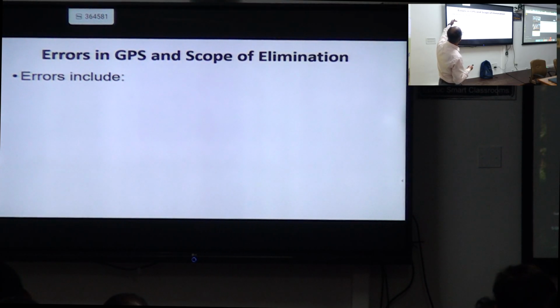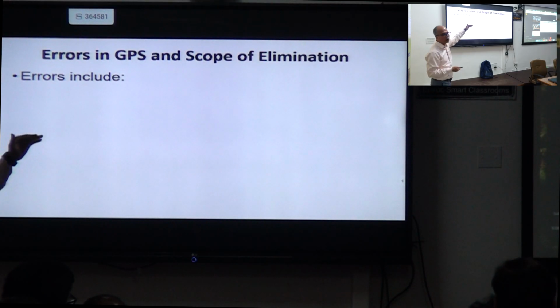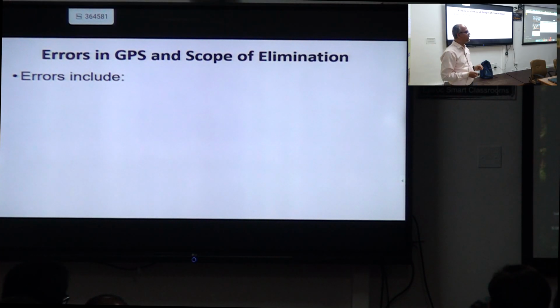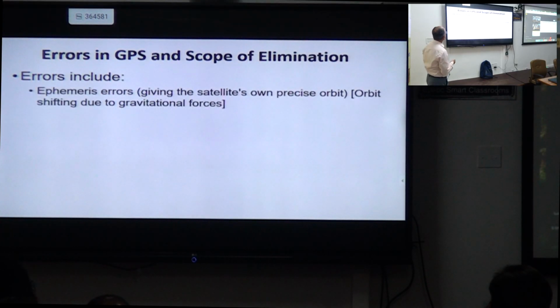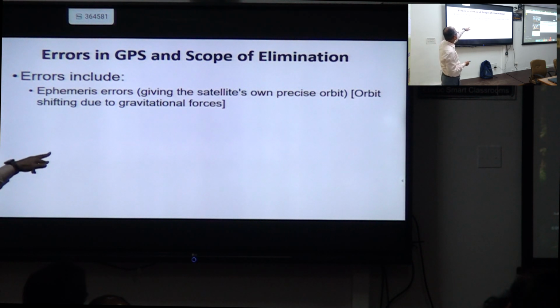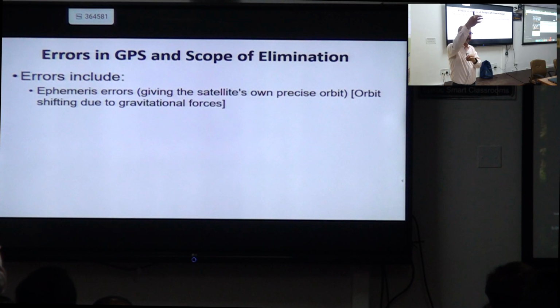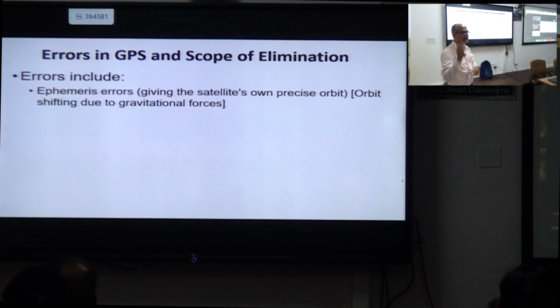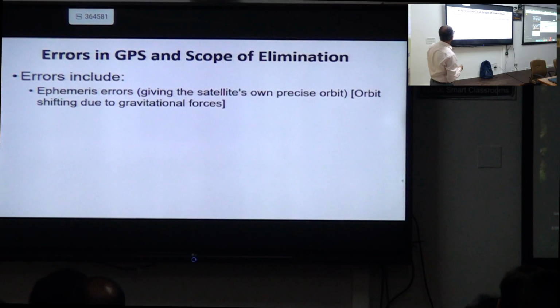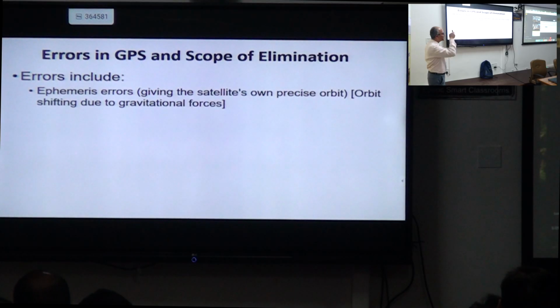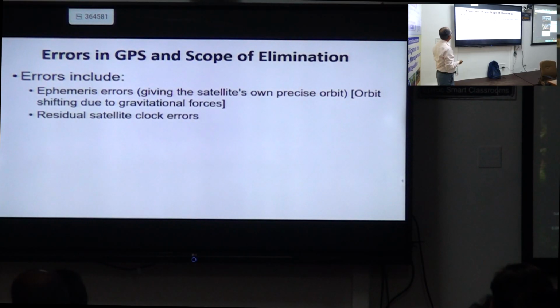Now we can come to errors in GPS and the scope of elimination. There can be several errors in our GPS reading. One is ephemeris error, which concerns the satellite's own precise orbit. We think the satellite is moving in a particular orbit, but it may not be exactly that one; there can always be some deviation, an orbit shift due to gravitational force basically. That can introduce error, because we consider the signal to be coming from that position, but there may be some deviation.